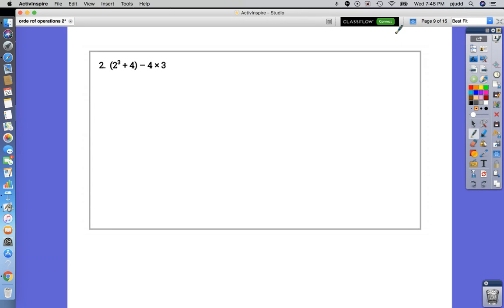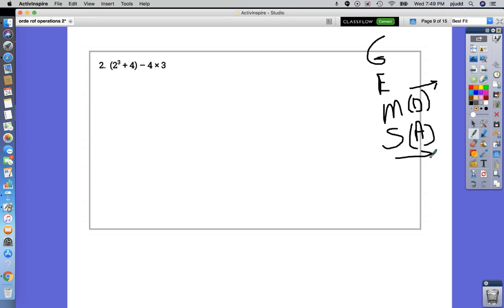Last final check for understanding. And remember, we're going to look for groupings first, and then we're going to look for exponents, and then multiplication or division, left to right, subtraction or addition, left to right. And I have parentheses. I also have a 2 to the third power in the parentheses. Then I have subtraction and I have multiplication. This is not in parentheses, so we'll see how this works out.